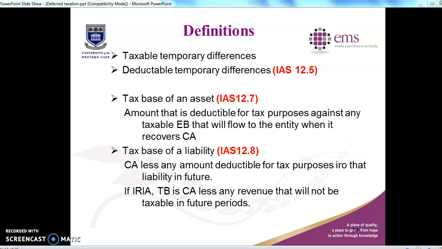Okay, so we left off on the previous slide. So we'll look at definitions. We've already spoken about the taxable temporary difference and the deductible temporary difference. But just as a reminder, we'll have a taxable temporary difference when our carrying amount is more than our tax base. And then we'll have a deductible temporary difference when our tax base is more than our carrying amount. Alright, so we'll speak about the tax base of an asset and tax base of a liability as we go along and as we continue with some examples.